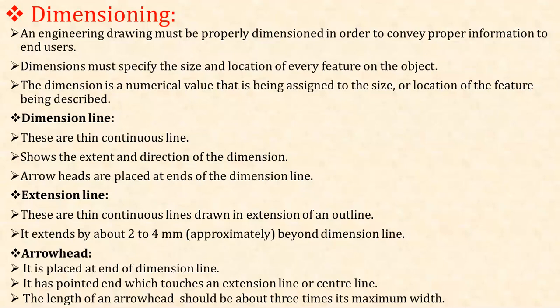What does dimensioning contain? Dimensioning consists of the dimension line. As we discussed yesterday, the dimension line is a thin continuous line. It shows the extent and direction of the dimension, and arrowheads are placed at the ends of the dimension line. Then the extension line is the limiting line of the dimension line. It is again a thin continuous line which extends by about 2 to 4 mm beyond the dimension line.